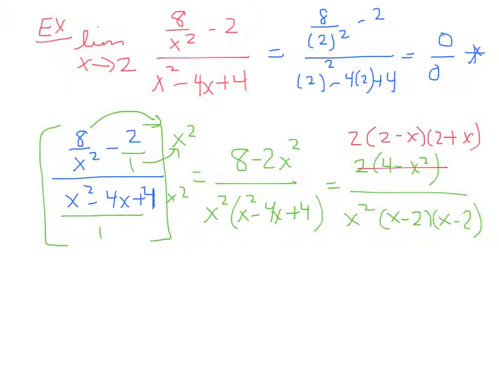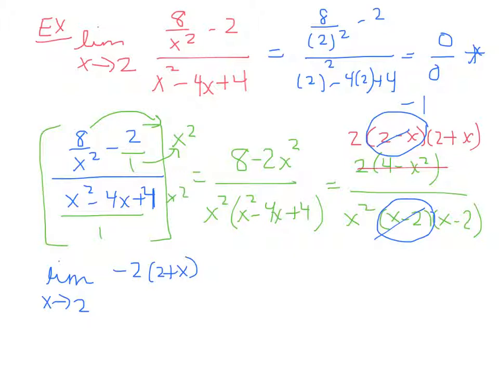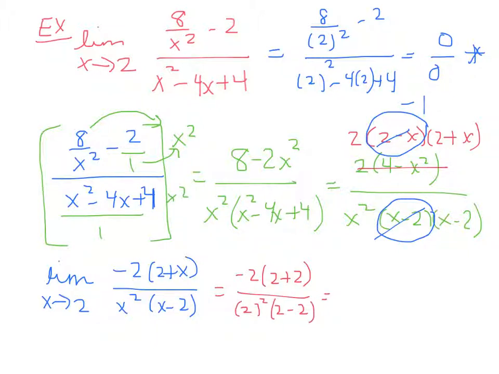Okay, so now I notice that this factor and this factor are really the same thing, just with a sign switch. So I'm going to factor out and make it a -1. So now I'm looking for the limit as x goes to 2 of -1 times 2, -2 times 2 plus x, all over the quantity x squared times x minus 2. When I do direct substitution, I get -2 times 2 plus 2, and I get 2 squared times 2 minus 2. Well, my numerator, 2 plus 2 is 4 times -2 is -8.